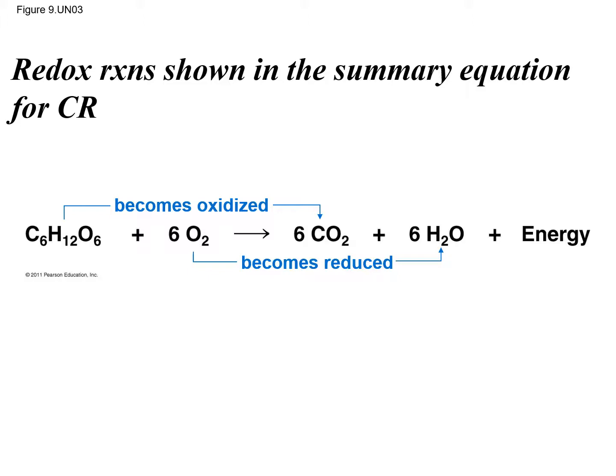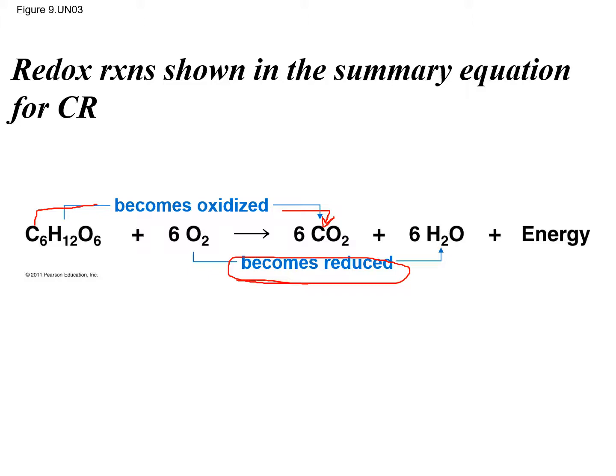So if we back up and look at the overall equation, you can see that in this case the carbon from glucose has been oxidized and the oxygen has become reduced. In these cases, oxygen is almost always going to be reduced. Like in all the cases we look at, you can assume that oxygen is the one being reduced.